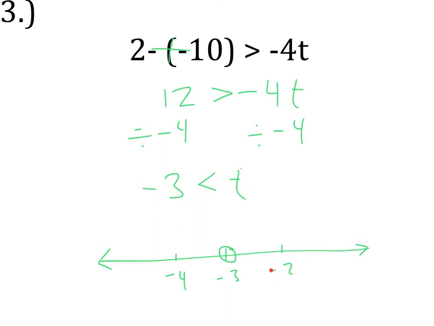If I take negative 2 and plug it in for t, is negative 3 less than negative 2? Yes, negative 3 is less than negative 2. That's correct. What about negative 4? Is negative 3 less than negative 4 if I plug negative 4 in for t? That's false. So negative 3 is less than negative 2, therefore my solutions have to go toward negative 2 and beyond.